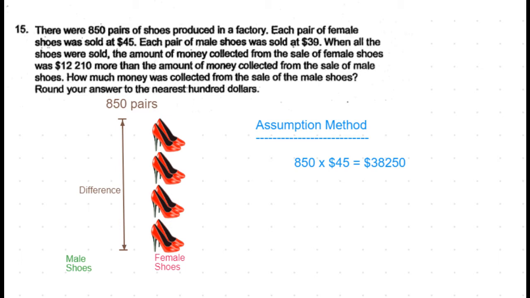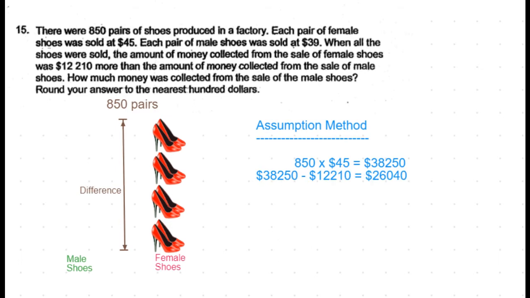The difference between the cost of all the female shoes and all the male shoes is the complete $38,250. But we know that the sales of female shoes was only $12,210 more than the amount of money collected from the sales of male shoes. That means our calculation is $26,040 more in their difference. So we need to reduce the difference.